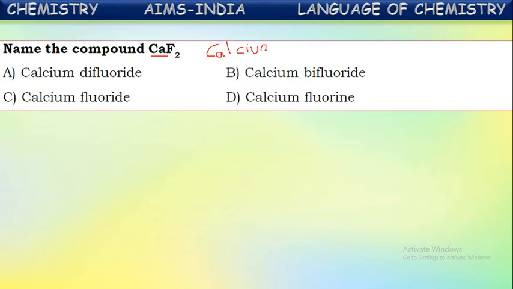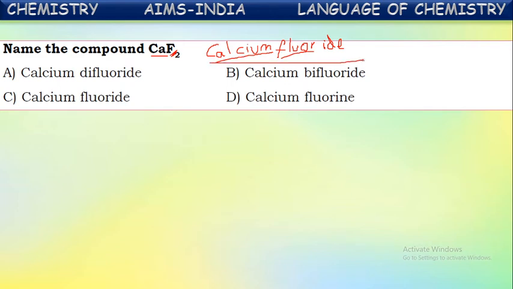And next the root word of the anion name is taken. So here the anion is F, which represents fluorine. So the root form of fluorine is taken as fluor. So calcium is from Ca, fluor is from fluorine, F. Now at the end of the second part, ide is attached. Now it becomes calcium fluoride.